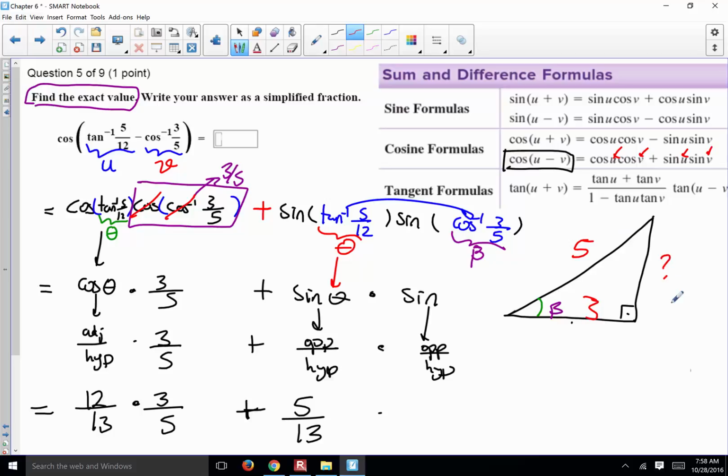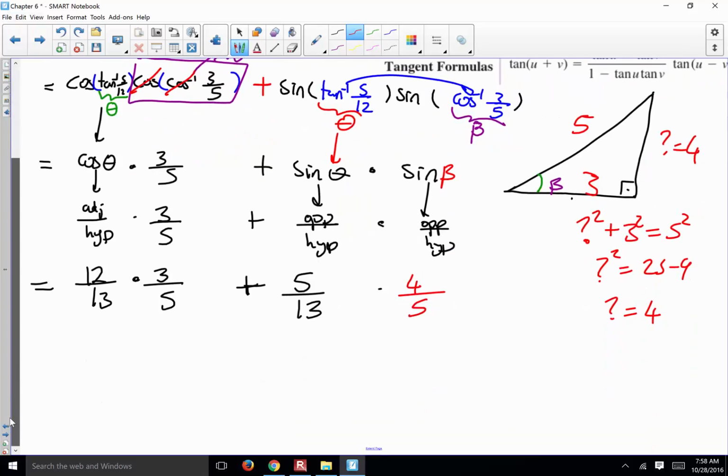All I need is this side. The question mark squared is 5 squared minus 3 squared, again: question mark squared plus 3 squared is 5 squared. So question mark squared is 25, take away 9. Question mark is 16, square root of 16, 4. So opposite side is 4, hypotenuse is 5, and we are almost done.